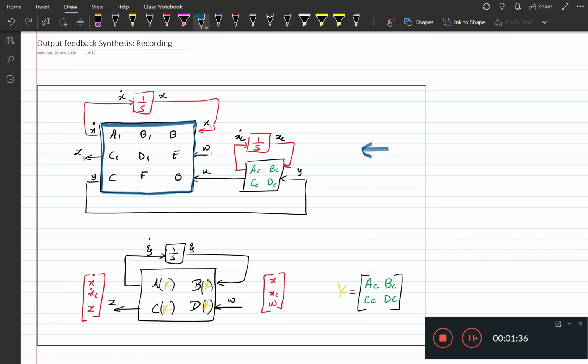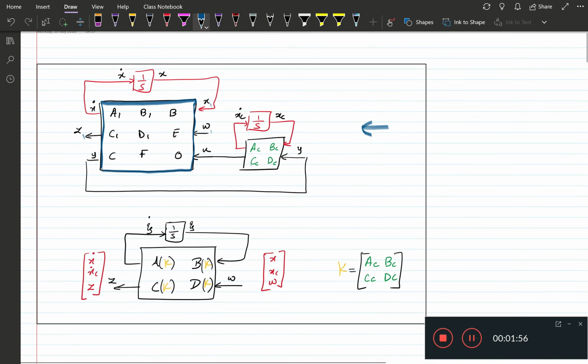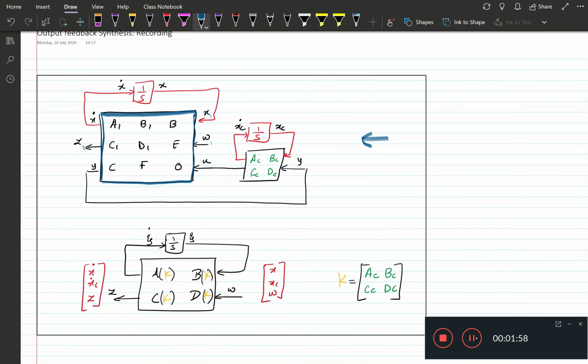So we're looking for matrices AC, BC, CC and DC that make the closed loop system from W to Z stable, and minimize some norm of the closed loop system, either H2 or H infinity. So let's represent with K the variables AC, BC, CC and DC. Then we can close the loop here from Y to U by substituting AC, BC, CC and DC and obtain calligraphic A, B, C and D as closed loop matrices.